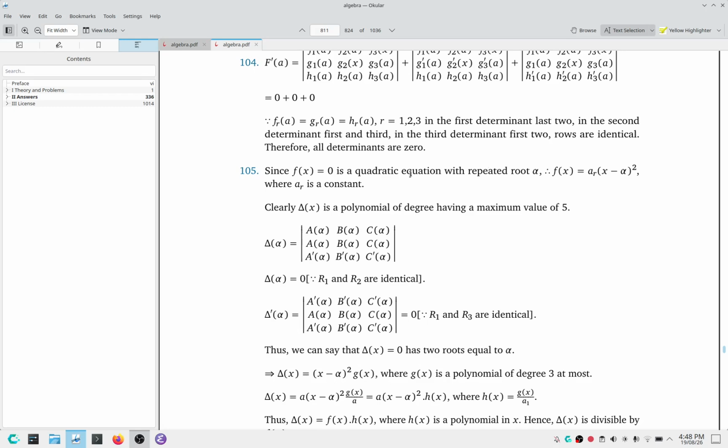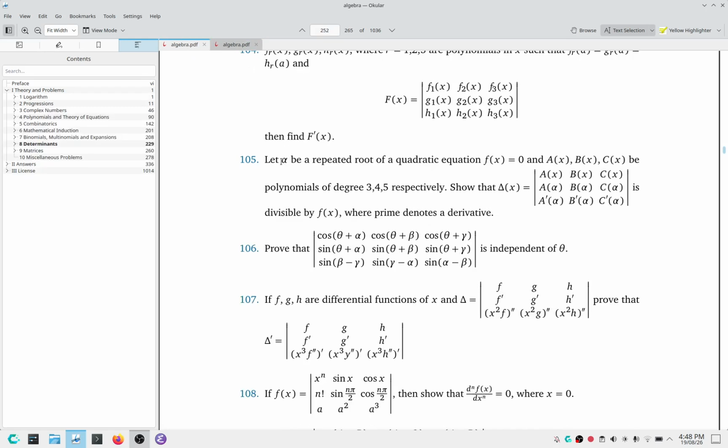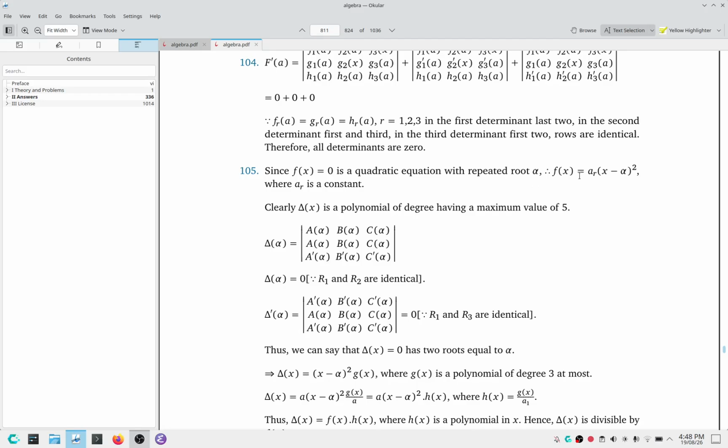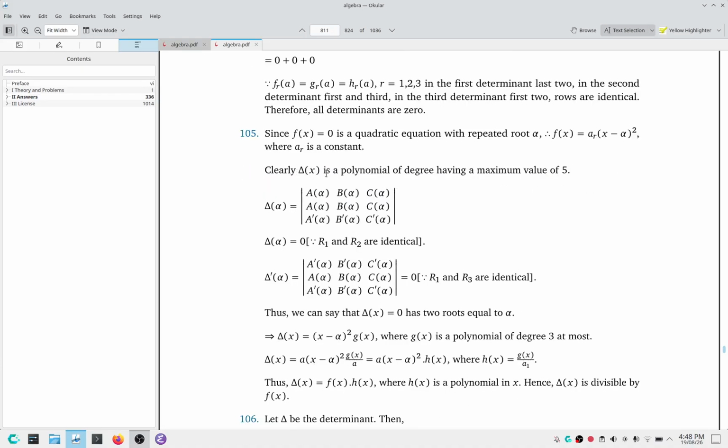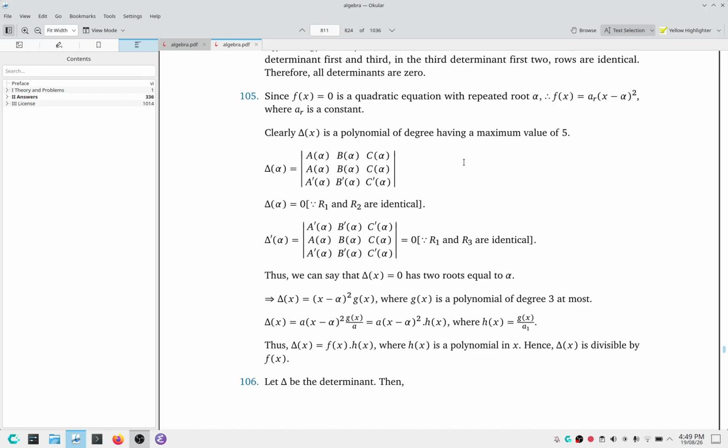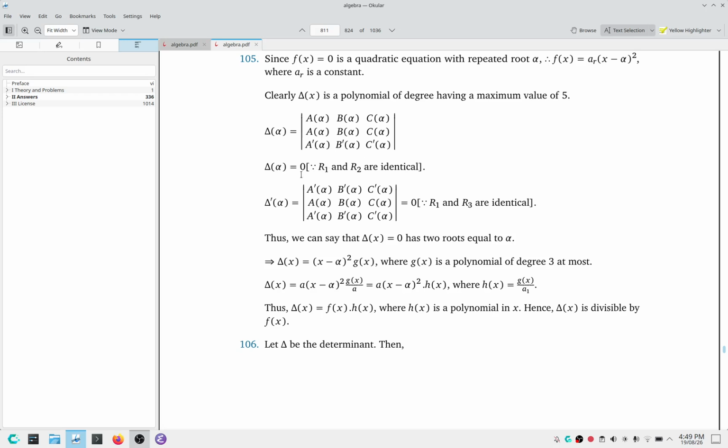So we are given that f of x is a quadratic equation with a repeated root alpha. Okay, it is given here. So f of x will be A times (x minus alpha) whole square, where A is a constant. Now delta x will be a polynomial having a maximum degree of 5. How is this 5? Because assume we expand along this, so it will have degree 2. Now this will have a degree 2, so 2 plus 2 is 4, and this will have a degree 5, so it will have a maximum degree of 5.